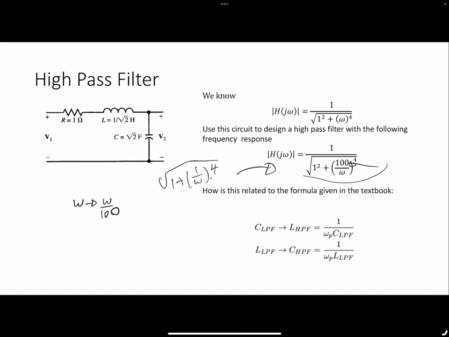So initially we took our inductance and replaced it with a capacitor of 1 over L. Now we're going to frequency scale that by dividing it by 100. And then we're doing this by dividing it by 100. So effectively, when we're designing these high pass filters, we're doing both a low to high pass conversion and a frequency scaling when we use this formula.